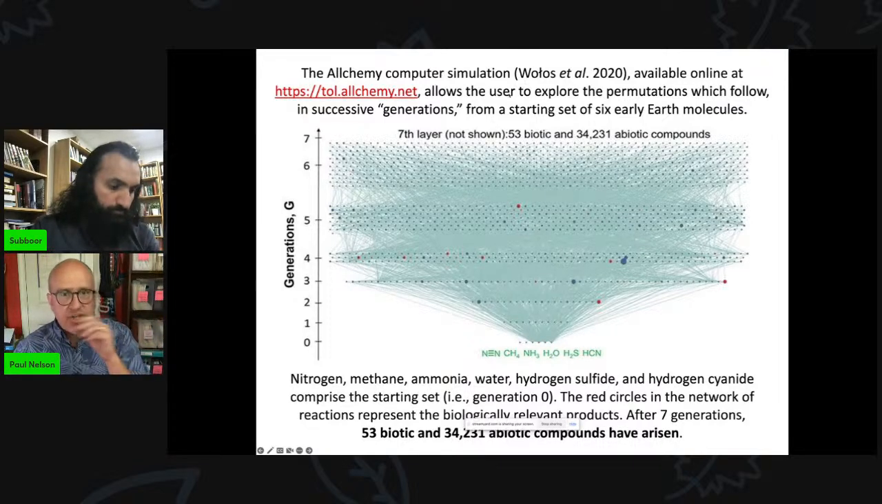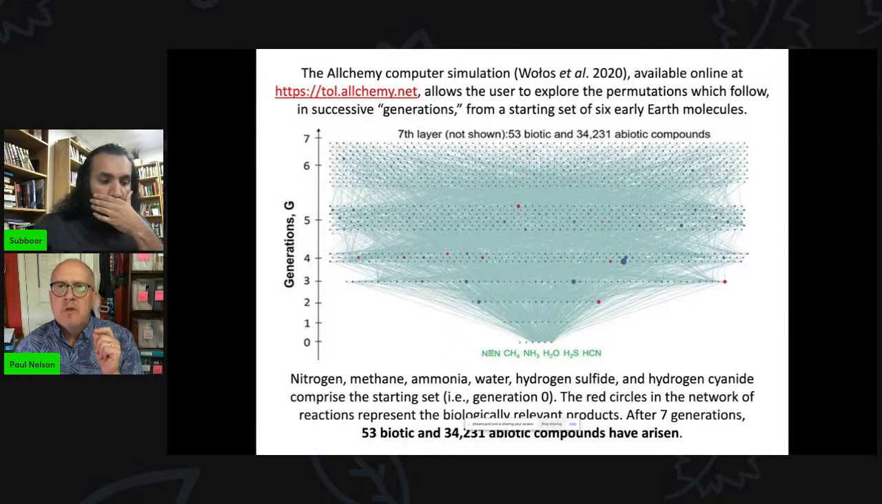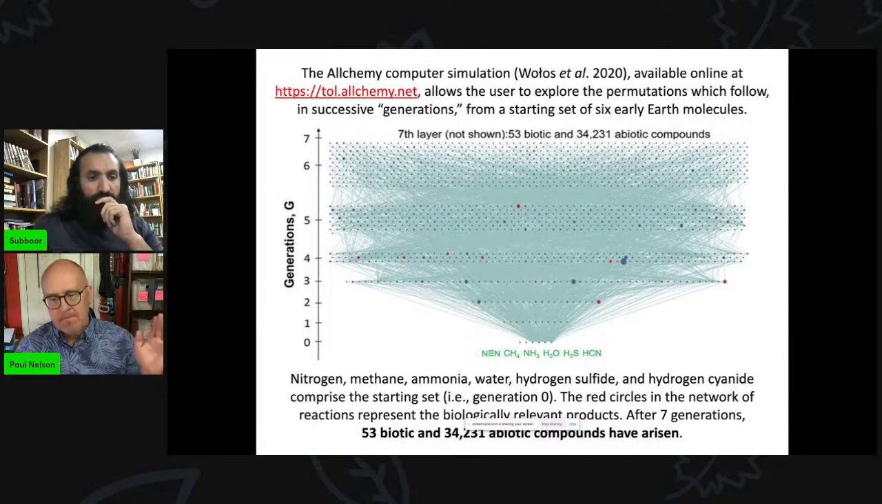But look at this ratio. 53 of the products from these starting chemicals were biotic. That is, they were biologically relevant. Over 34,000 were abiotic. Okay, that should make you think. That should really give you pause. Undirected chemistry does not head towards the living state. It's going to produce everything and anything.